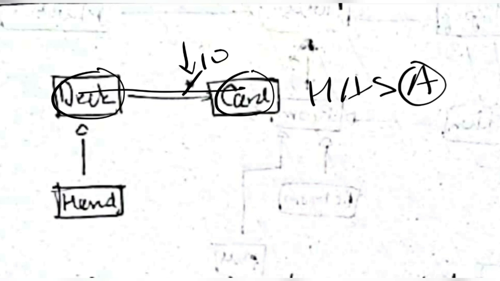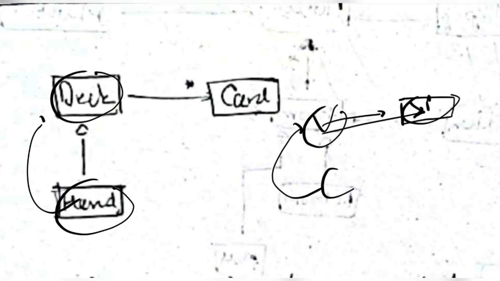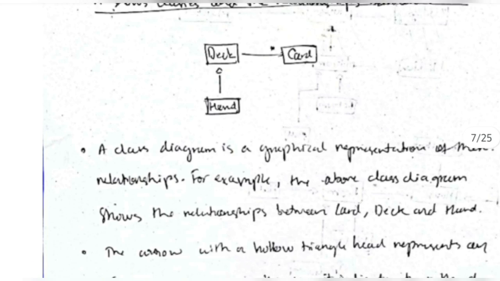Now, is-a relationship means when you inherit. Hand is a deck. Like if you take vehicles also, vehicle will be here, car will be here. Car is a vehicle, and vehicle has the attributes of car, those things only, like speed. Vehicle has speed, that is like deck has card. Okay, this is how you represent the class diagram.